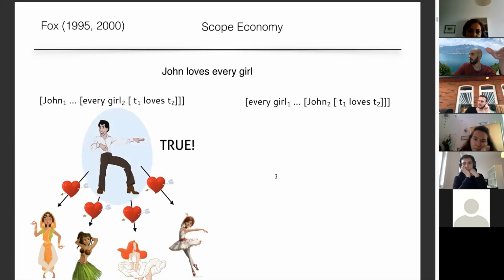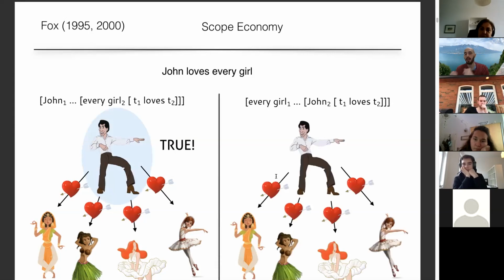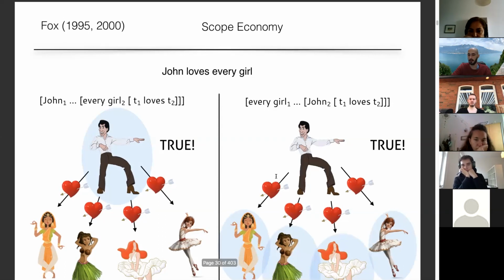Okay, true. So now, instead of starting from John, we want to start from every girl, because our logical form now tells us that for every individual, if this individual is a girl, then it must be the case that John loves the girl. Okay? So let's start with this girl here. Is she loved by John? Yes. This one here? Yes. This one here? Yes. This one here? Yes. So you see that in the same scenario, these two scope configurations give rise to the same interpretation.